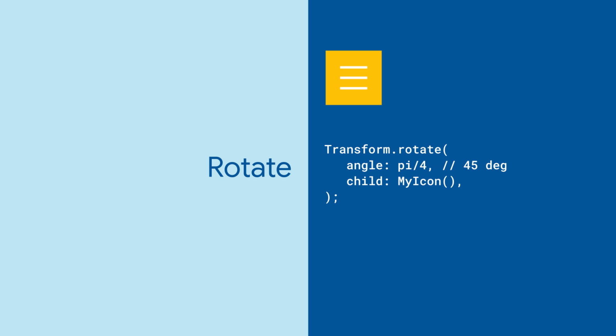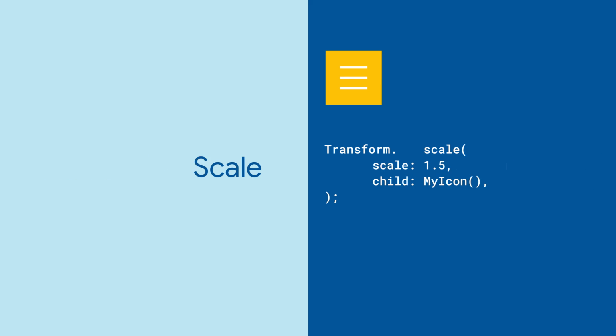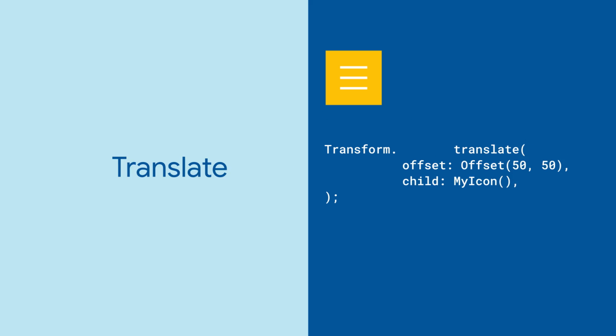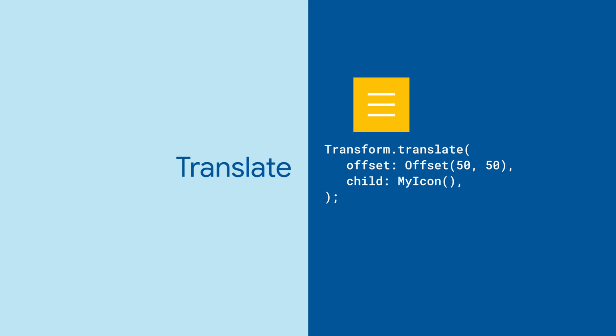To rotate something 45 degrees, just wrap it in a Transform widget using Transform's Rotate constructor. Other simple transforms are Scale and Translate. There are many more less common transformations. You can create them by building a 4x4 transformation matrix explicitly.